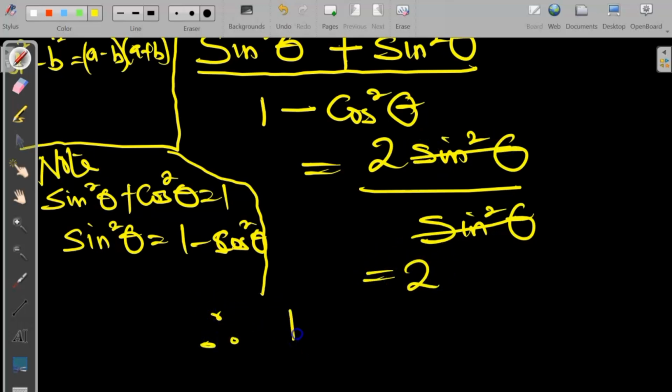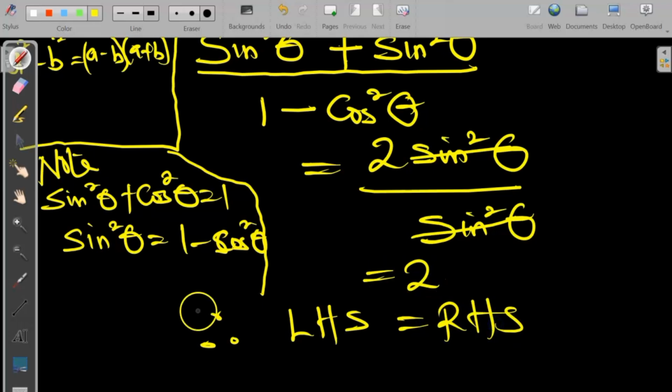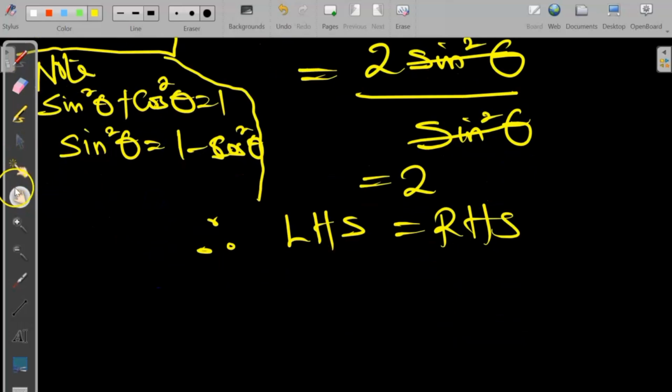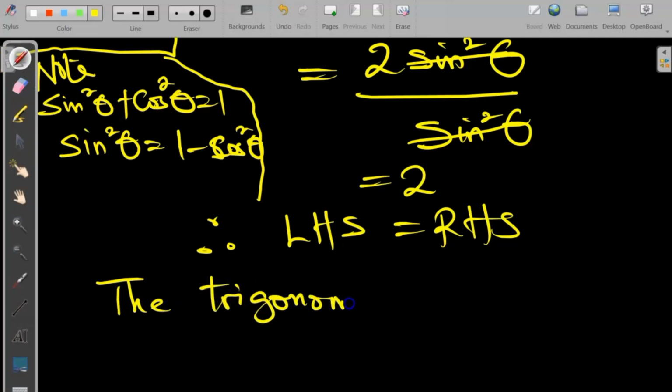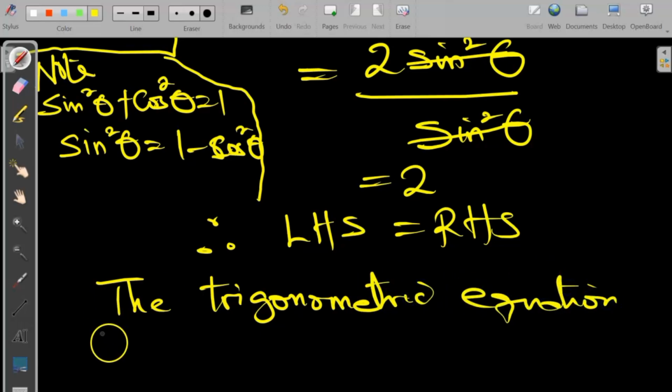Therefore, the left hand side is equal to the right hand side. So since they are equal, the trigonometry equation has been proven.